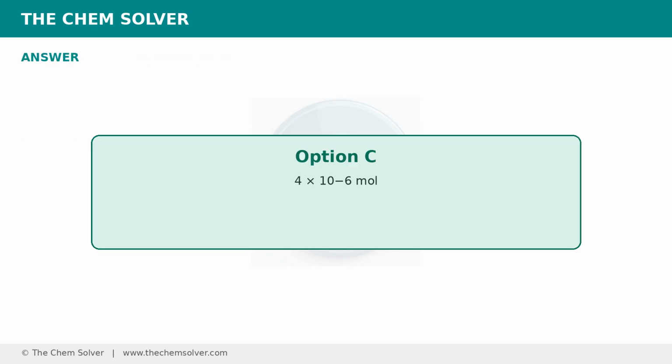The correct answer is option C, 4 times 10 to the power minus 6 moles.